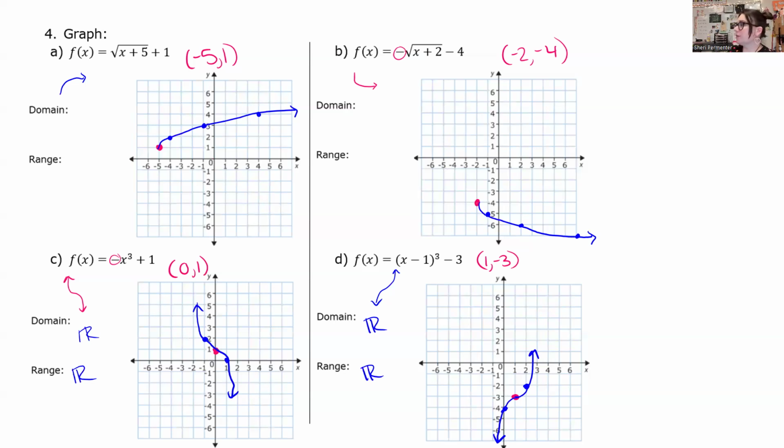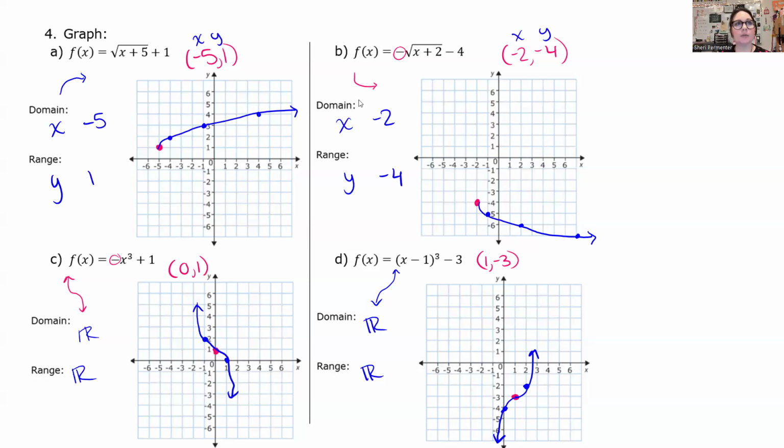For domain and range of a square root, it is going to depend on the x and the y part of my starting point. Domain is always going to be an x. Range is always going to be a y. And the number that goes here is the number from the x and the number from the y. And then we're going to come back and we're going to put the symbol. So I'm going to have -5 and 1, -2 and -4.